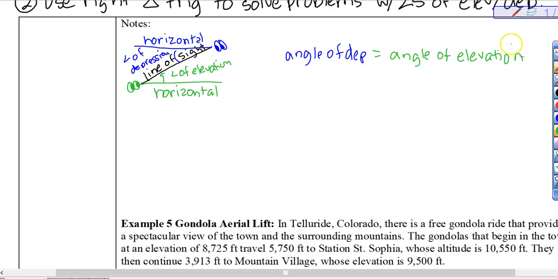Because you always have to think about the line of sight. It's the line of sight and the horizontal. These are the sides of an angle that make your angle of elevation or depression.